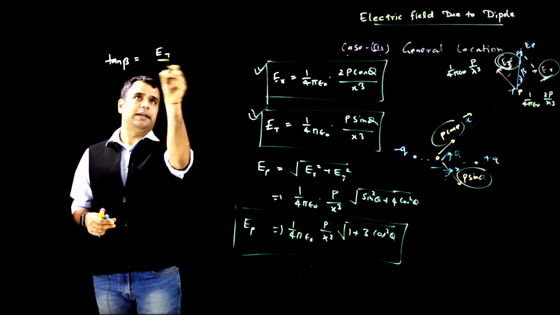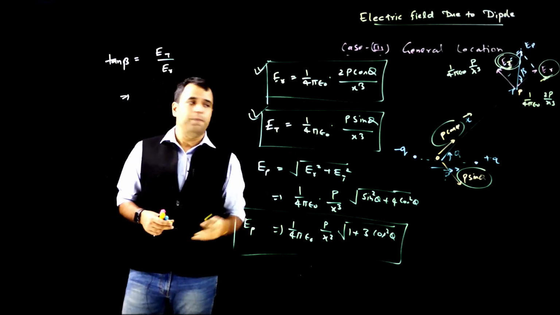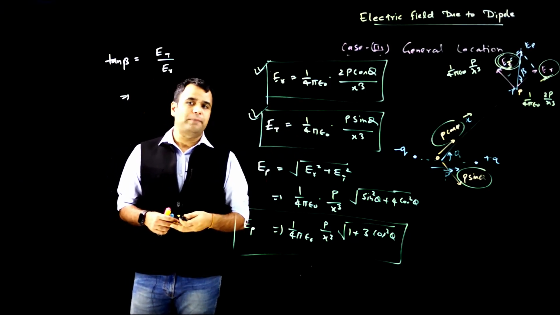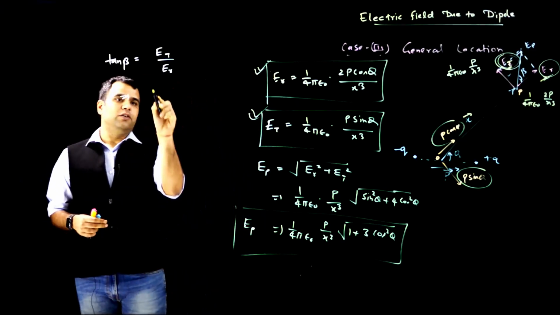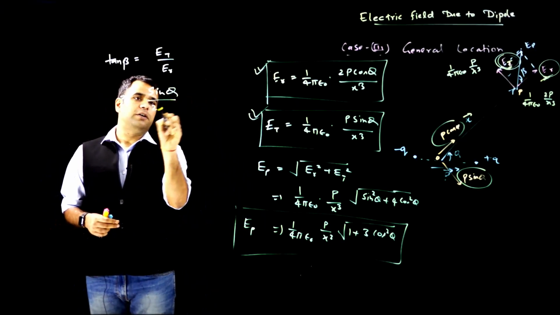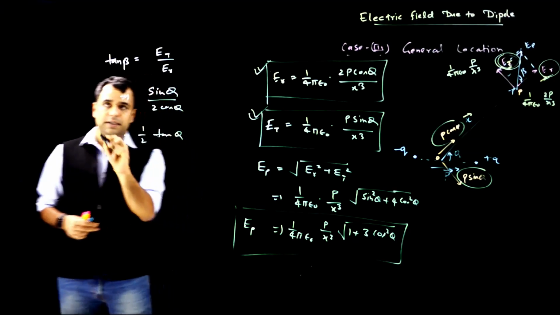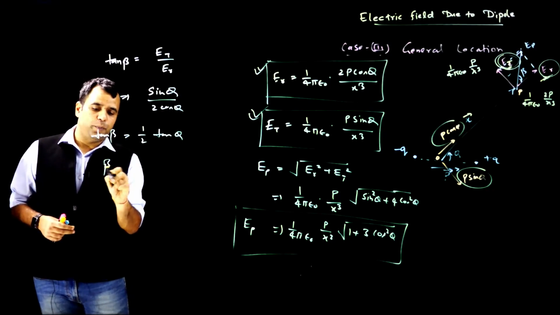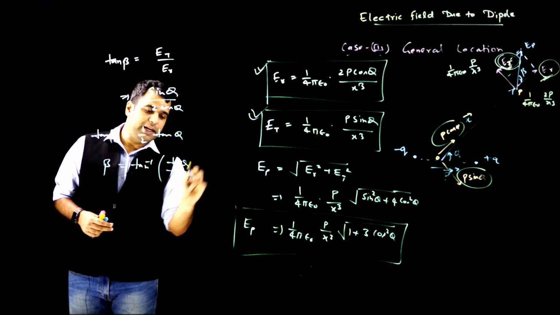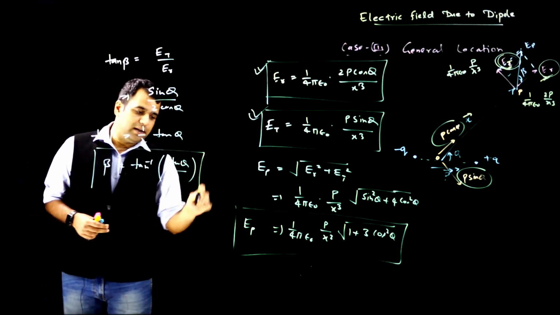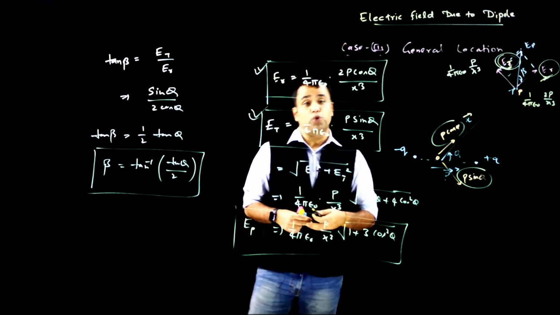So E tangential upon E radial. If you take the division of these two, 1 upon 4 pi epsilon naught, 1 upon 4 pi epsilon naught, they are going to cancel. P and x cube, they are also going to cancel each other. So we'll have sin theta upon 2 cos theta. That will be 1 upon 2 tan theta. That is tan beta. So beta will be equal to tan inverse of tan theta by 2. That is the angle the net electric field will be making with the existing position vector.